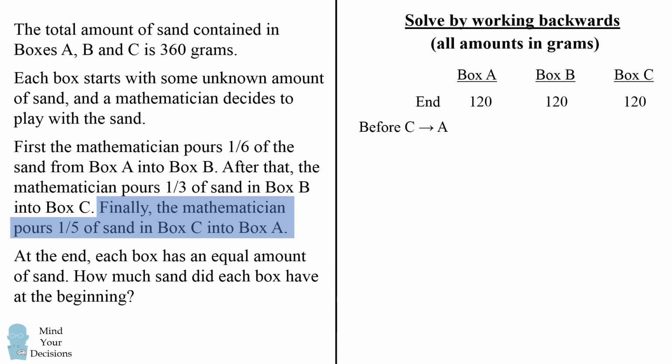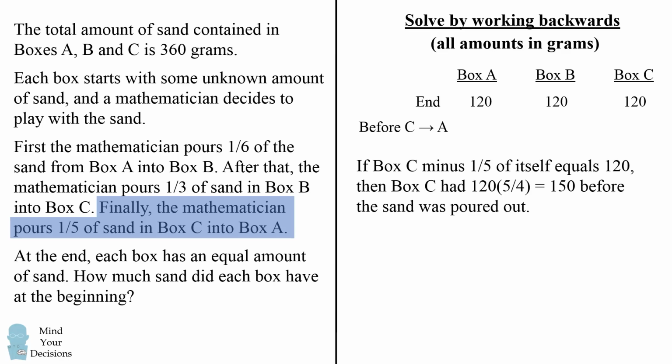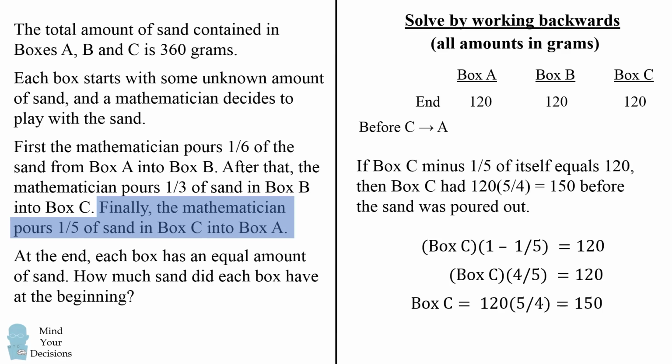Well, the mathematician pours 1/5 of box C into box A. So if box C minus 1/5 of itself equals 120, then box C must have had 120 times 5/4, which equals 150 before the sand was poured out. We can see this by a little bit of algebra. If we have box C times 1 minus 1/5, that's equal to 120. That means box C times 4/5 is equal to 120. So we take the reciprocal of 4/5, which will be 5/4. Therefore, box C started with 120 times 5/4, which equals 150.